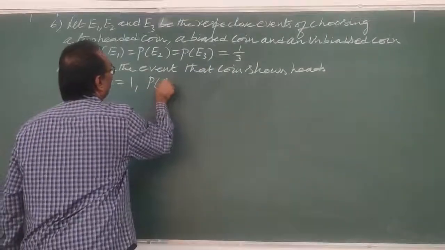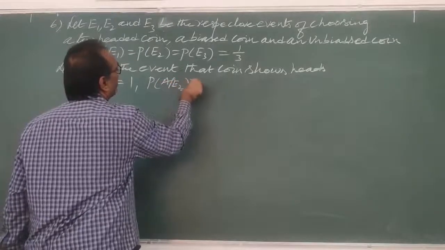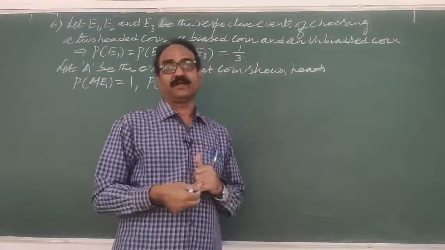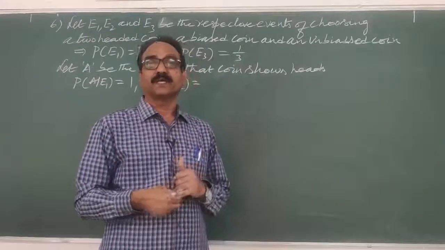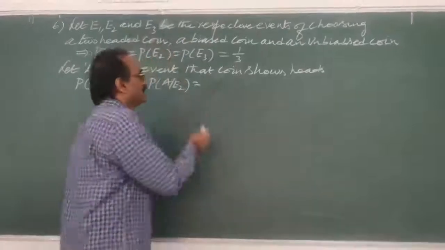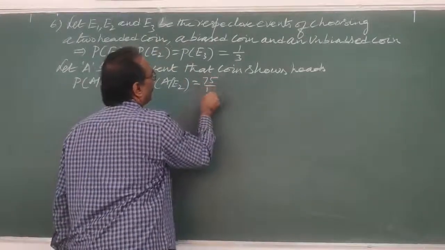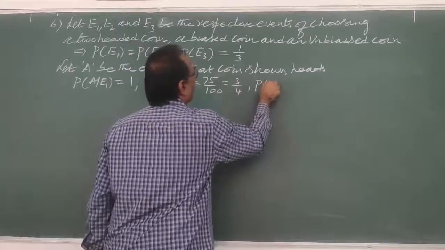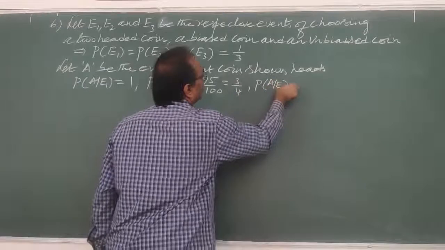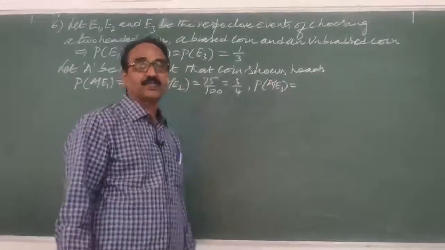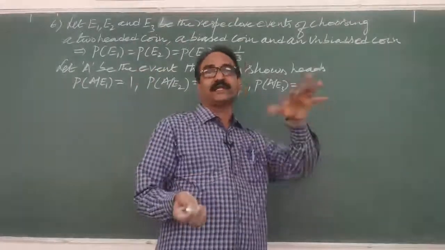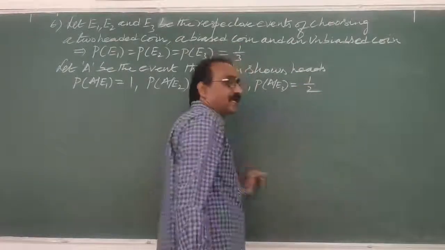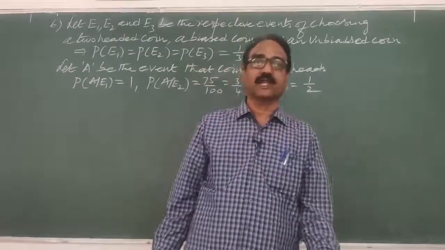Next, probability of A given E2. Biased coin is said. Biased means more number of times head will appear. More number of times means how many times? 75% is said. 75% means 75 by 100, which is nothing but 3 by 4. Next, probability of A given E3. E3 means unbiased. Unbiased means equally likely. Chance of getting head and tail are equal. Therefore, probability of A, getting head when the coin is unbiased, is 1 by 2.